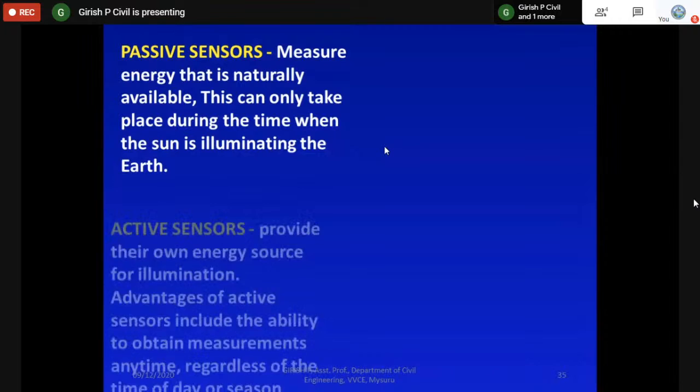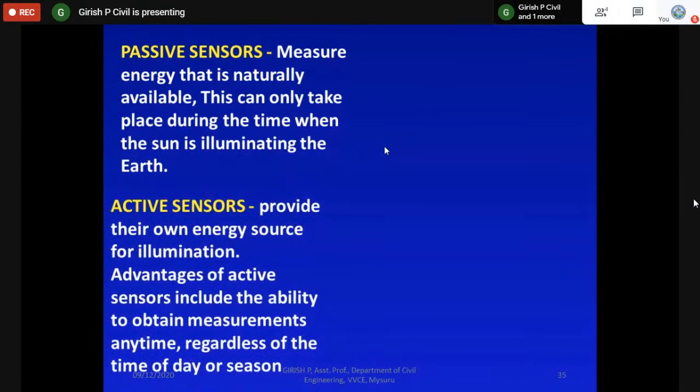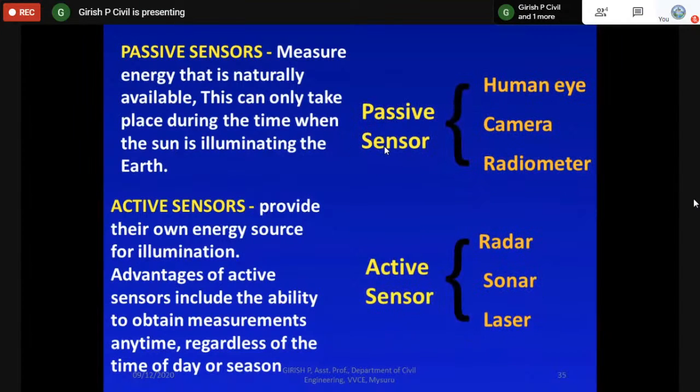After that, coming to the remote sensing sensors, there are two types of sensors: passive sensors and active sensors.